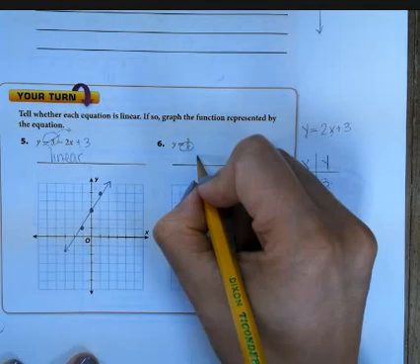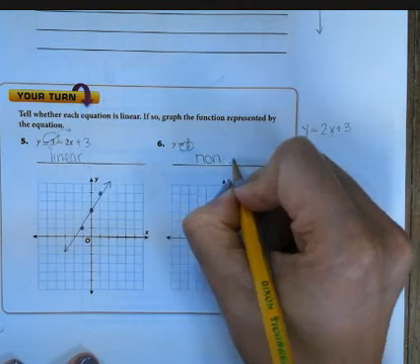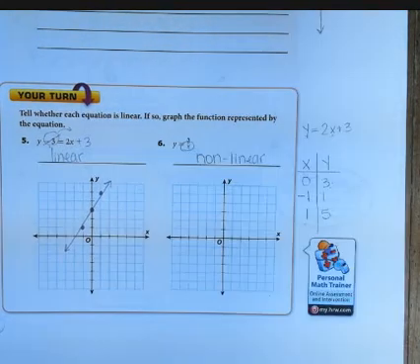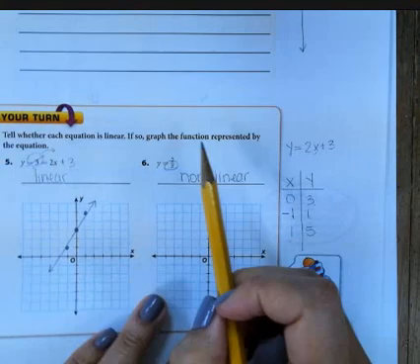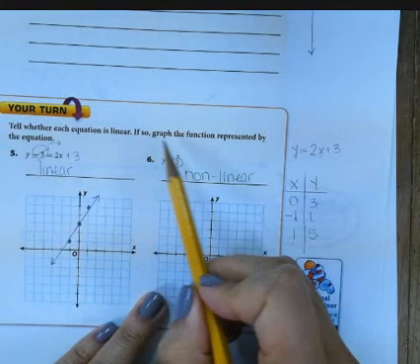But it does say here, so if so, graph the function represented. So that's only if it was linear that we were graphing it. Okay, so moving on to page 158, you guys can see here that it's talking about horizontal and vertical lines.